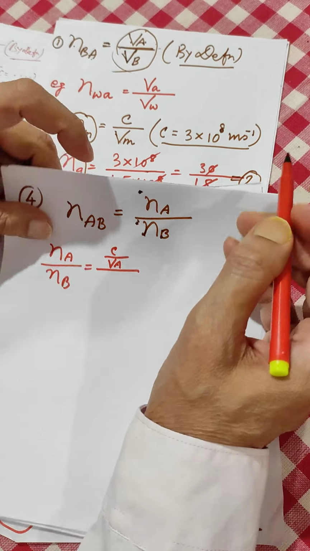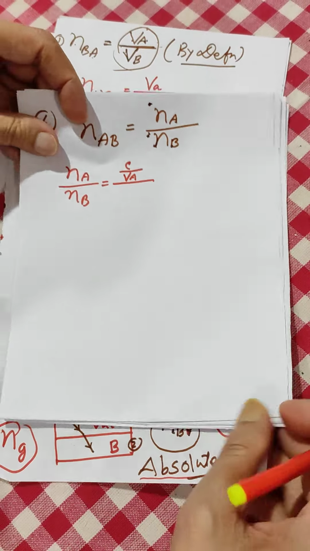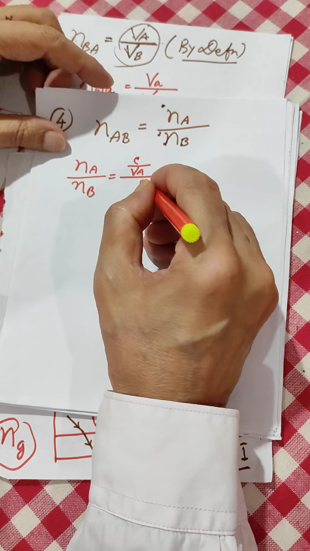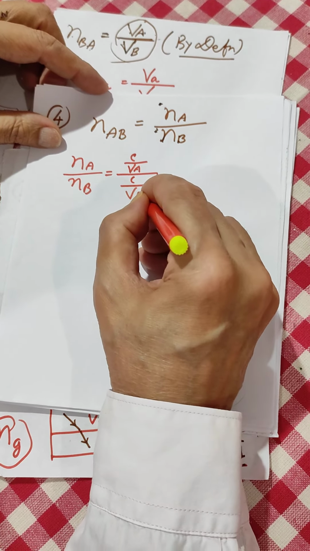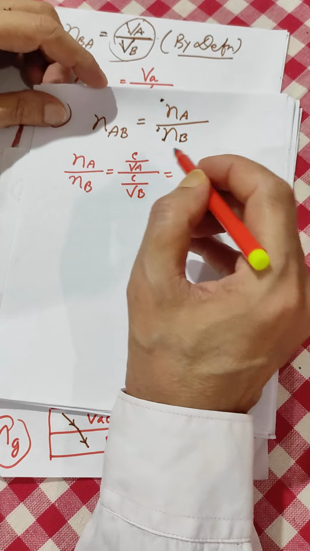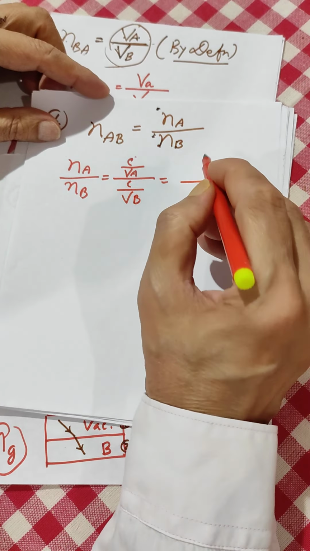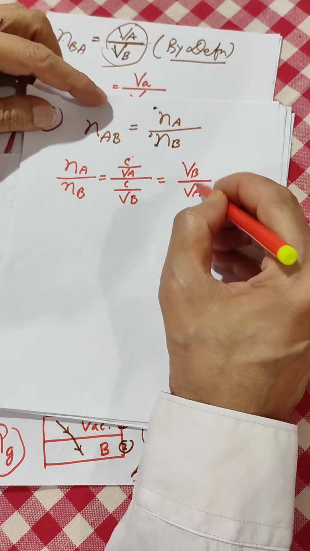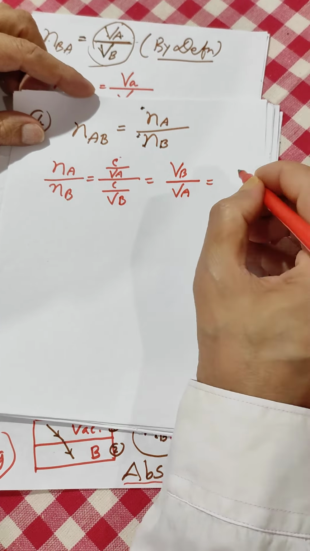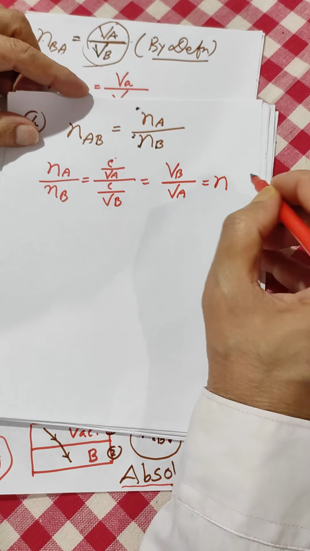So using this formula, NA equals C by VA. Then NB equals C by VB. Now when you simplify, this C cancels, so what will remain? VB by VA. VB by VA, and that will be what? NAB.